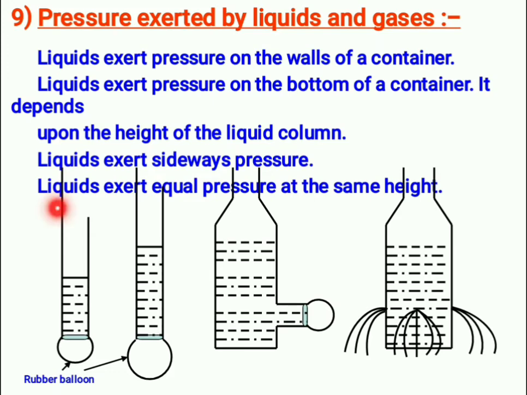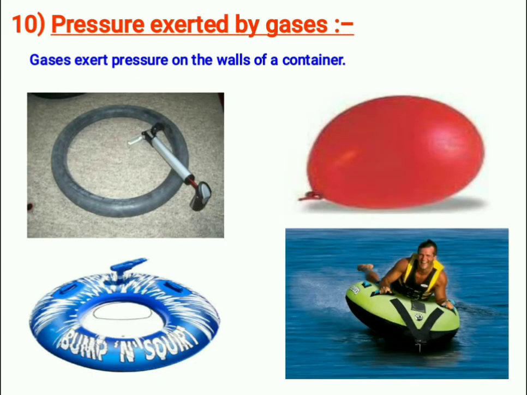Next you see, liquids exert equal pressure at the same height. See here, can you see the bottle is pierced, and you can see the water coming outside from all the sides. And you can see that the water is exerting pressure at the same height. Gases also exert pressure on the walls of the container. So these are all rubber tube balloons and all. It will exert pressure on the walls of the container, and that is why we can use it in the balloons also.